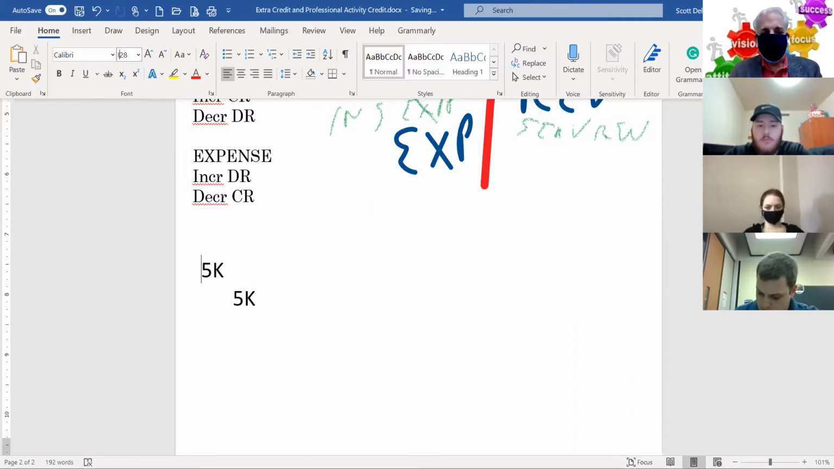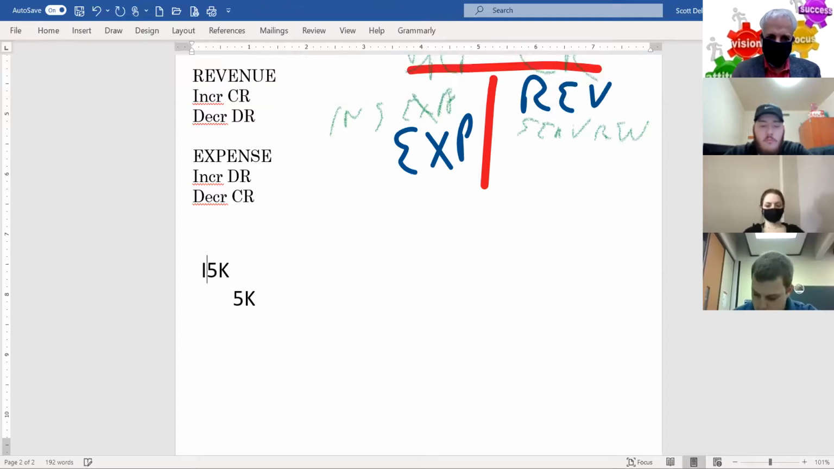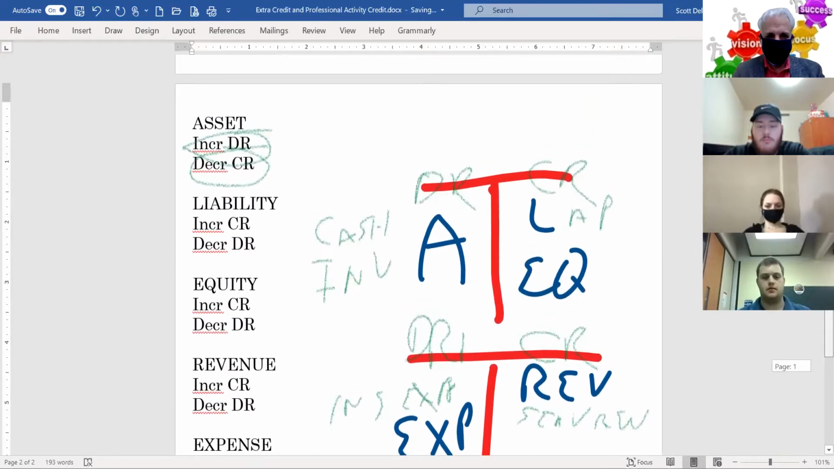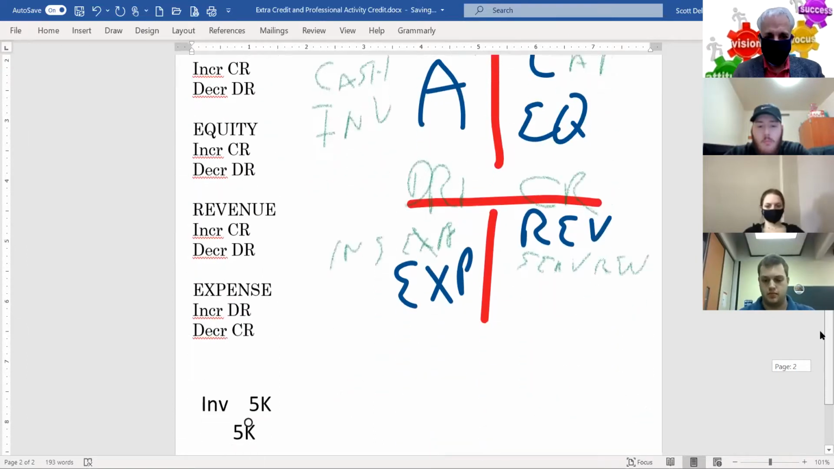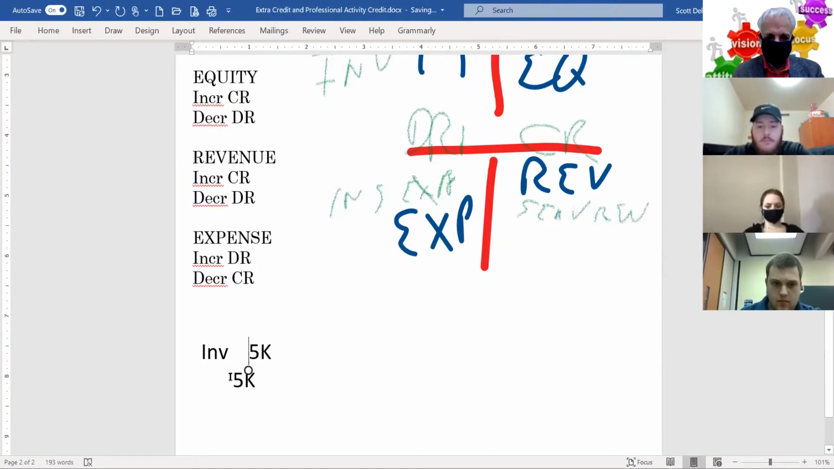So if we bought inventory, $5,000 debit, what's that going to do to our inventory? Well, inventory is an asset. And if we debit an asset, it increases. Yeah, that makes sense. We've got $5,000 inventory.